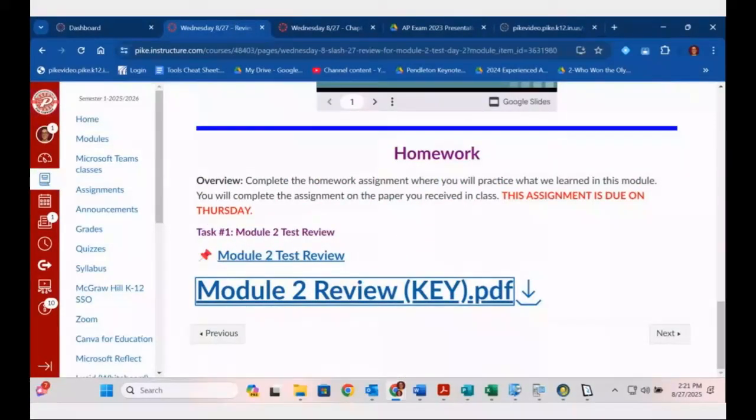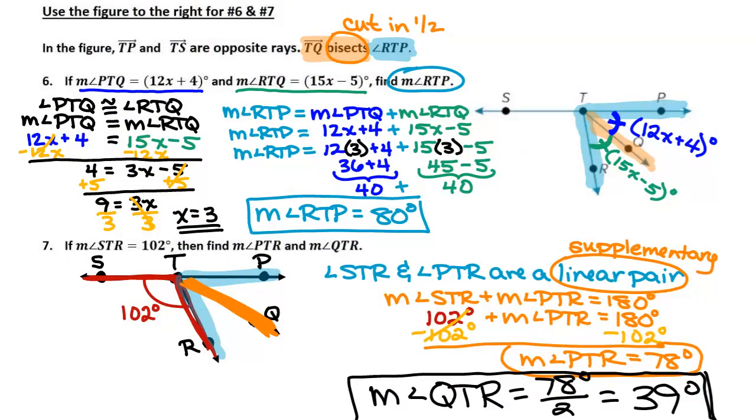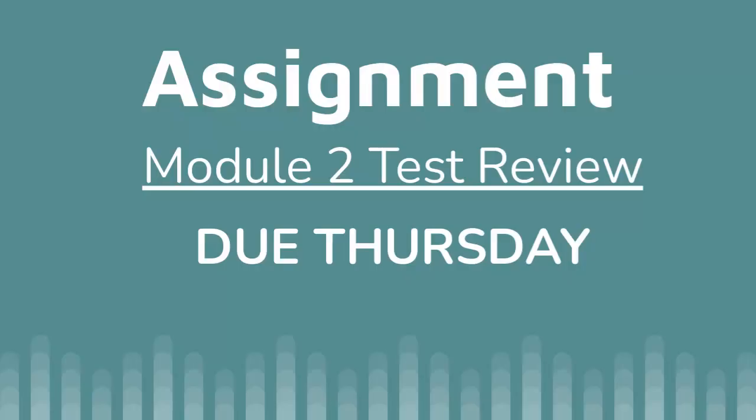You do have to turn in this test review tomorrow at the beginning of class before you take your test, so please make sure you finish this up tonight. Make sure you finish working through the test review tonight.